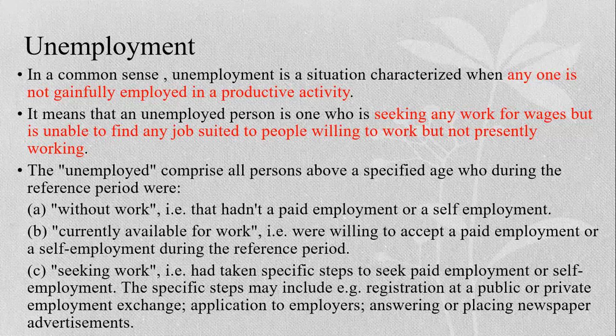Unemployment comprises all the persons above a specific age who, during a reference period, were without work. This means we take a fixed age; below 14 years we can't say that he's unemployed because it will come under child labor. But above that, if anyone is actively looking for a job but is without work, and has no paid employment or self-employment, we will say he is an unemployed individual.